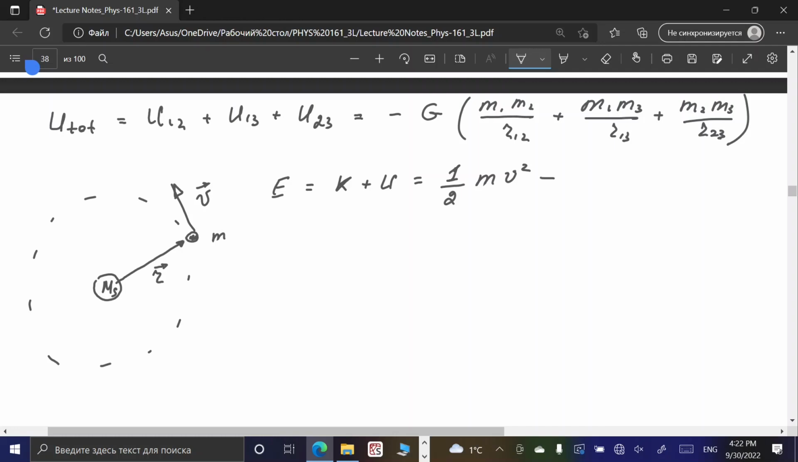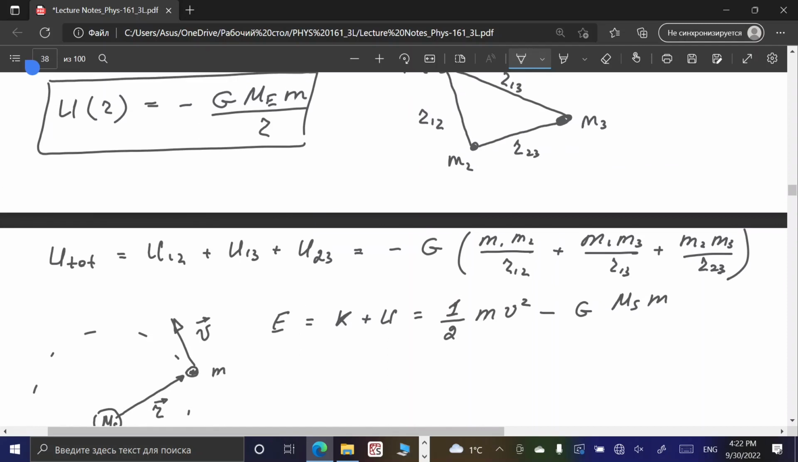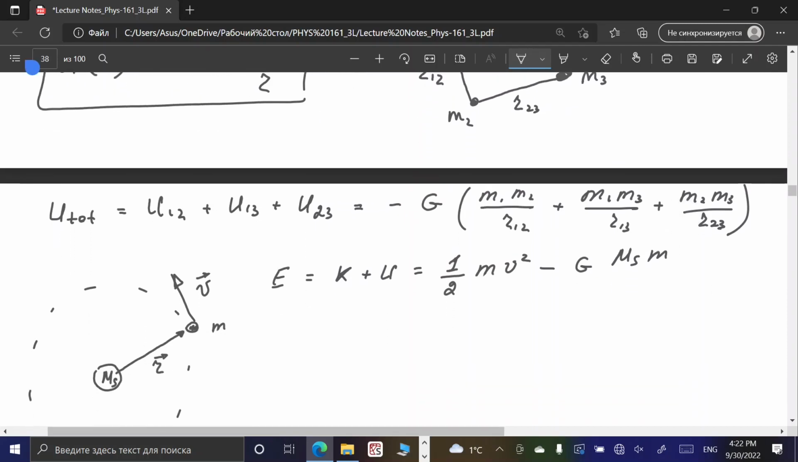Then we need to take into account potential energy. Potential energy comes with minus, that will be G times Ms times m, and here we have the expression for potential energy. It will be 1 over r. So we can write here the magnitude of the radius vector. So this is the expression of total mechanical energy of this planet moving along a circular trajectory around the sun.